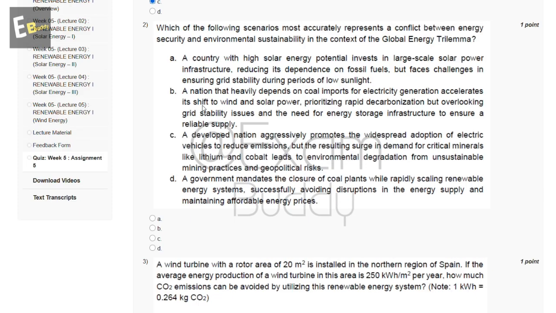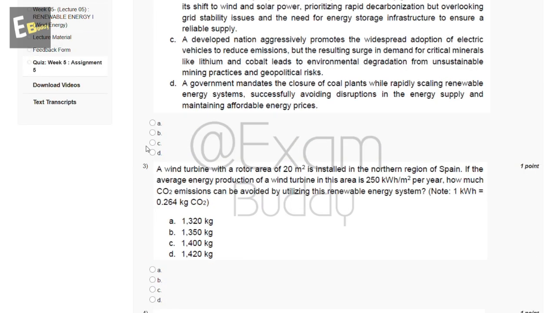Now, the second question is, which of the following scenarios most accurately represents a conflict between energy security and environmental sustainability in the context of the global energy trilemma? So, these are the options, and the answer of our second question is C.